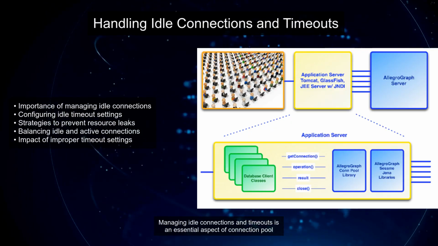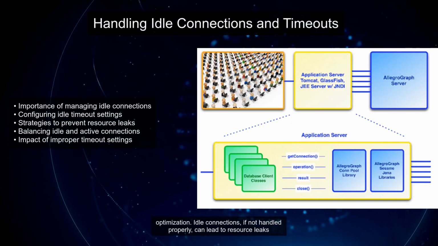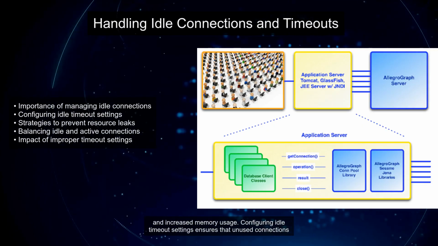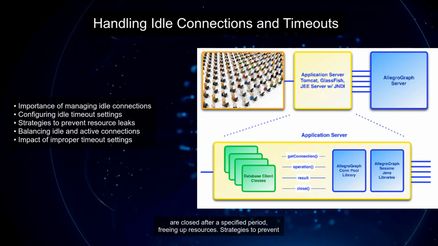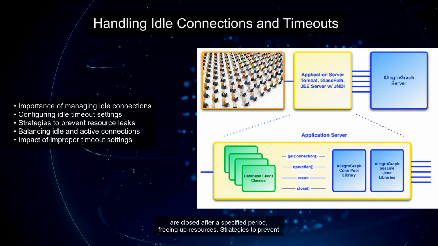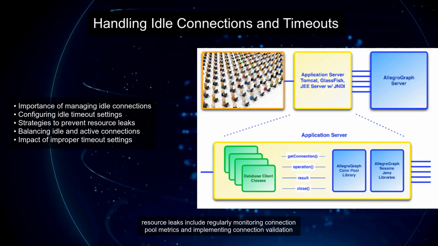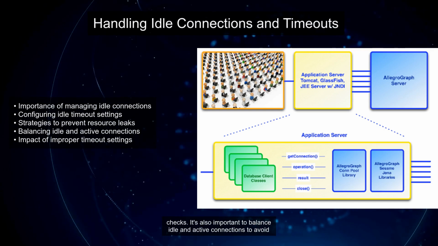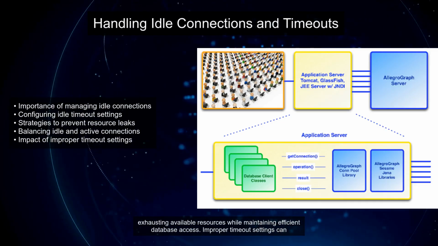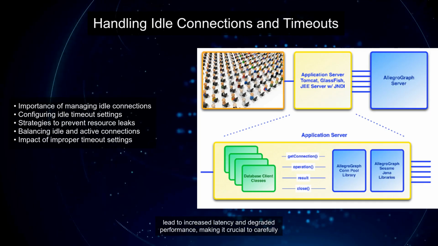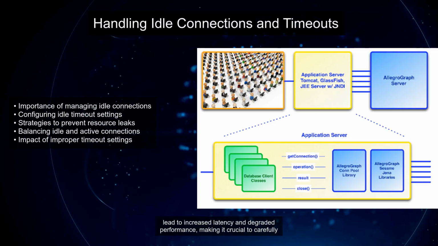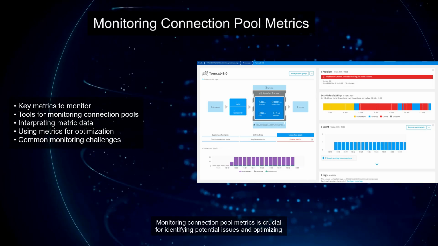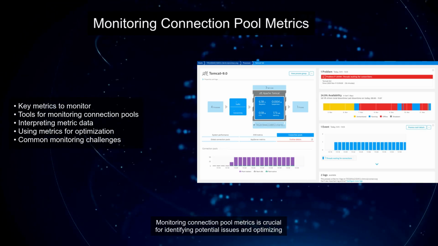Managing idle connections and timeouts is an essential aspect of connection pool optimization. Idle connections, if not handled properly, can lead to resource leaks and increased memory usage. Configuring idle timeout settings ensures that unused connections are closed after a specified period, freeing up resources. Strategies to prevent resource leaks include regularly monitoring connection pool metrics and implementing connection validation checks. It's also important to balance idle and active connections to avoid exhausting available resources while maintaining efficient database access. Improper timeout settings can lead to increased latency and degraded performance, making it crucial to carefully configure and monitor these parameters.